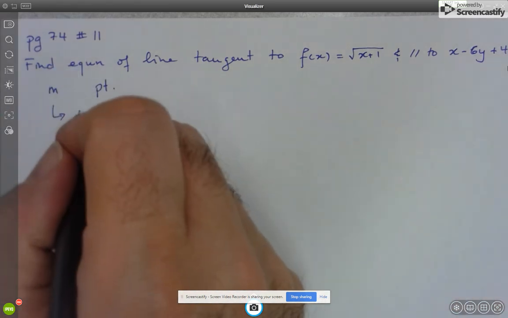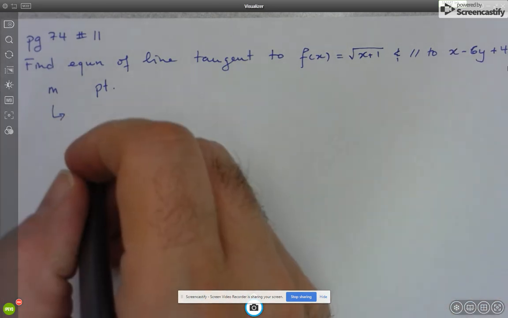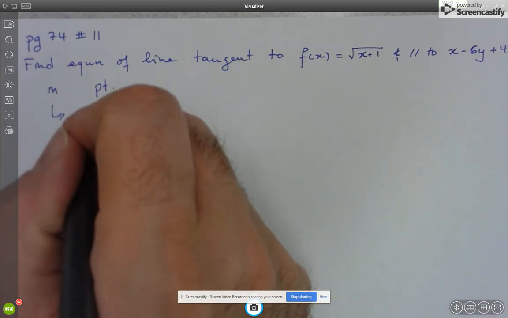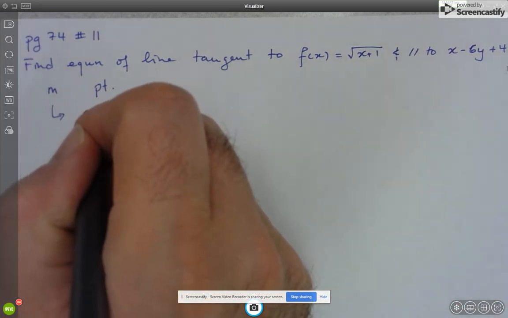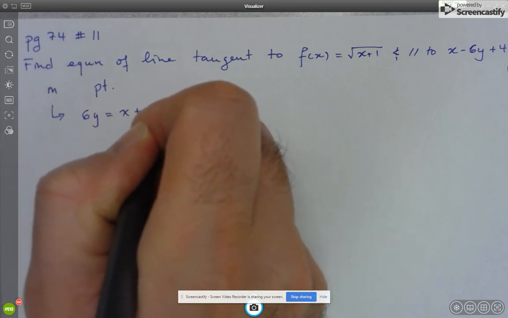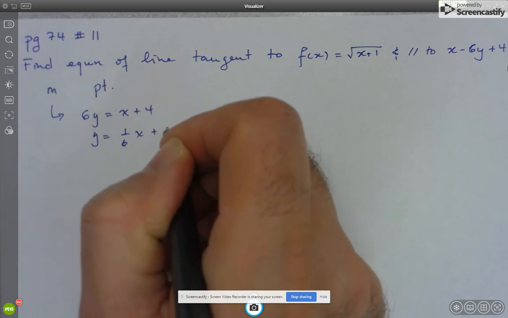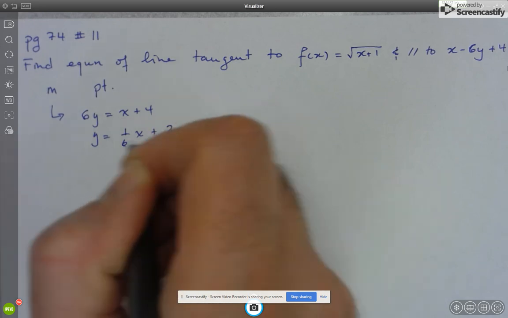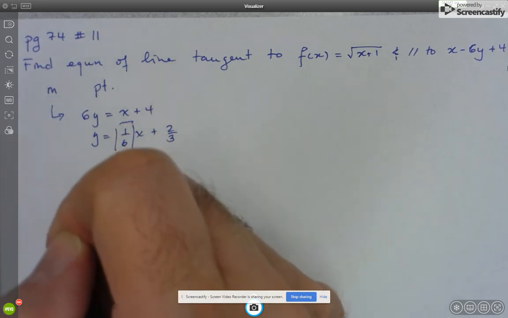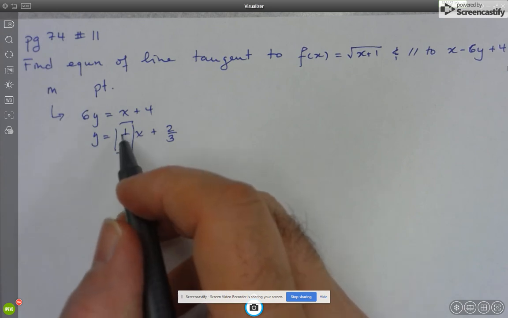All right, so let's just rearrange this to solve for y. So bring the 6y to the other side. So we have 6y is equal to x plus 4, and y is equal to 1/6 x plus 4 over 6, which is 2/3. Although I don't care about the 2/3. This is what I'm looking for. So the slope that I'm going to use is 1/6.